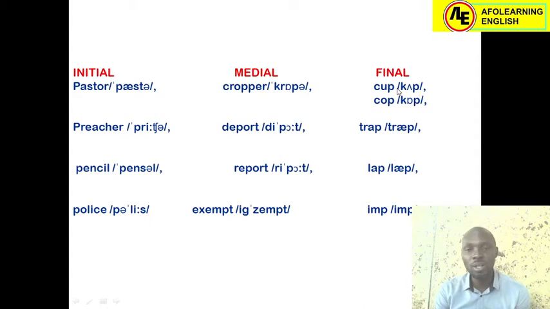Now let's look at where the sound comes at the end, which is called word final. So we have cap, we have cup, we have trap, we have lap, and we have hip. So these are the distribution of the p sound in English words. You can also look for other examples on your own and practice with these examples.